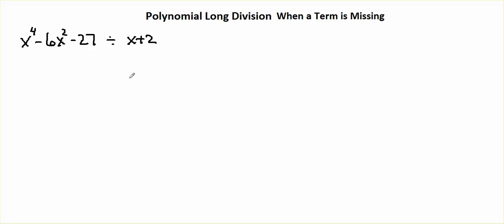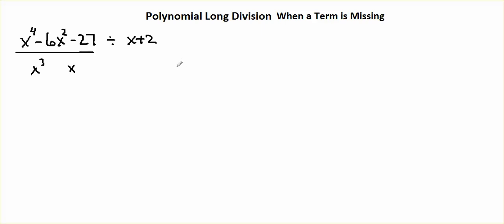So in this lesson, we're going to take a look at what you do for polynomial long division when your dividend is missing a term. It doesn't really matter if your divisor is missing a term, but your dividend is way more important in this case. So let's take a look at what you would do. In this case, we have the x to the fourth term, we're missing the x cubed term, and we're missing the x to the first power term.